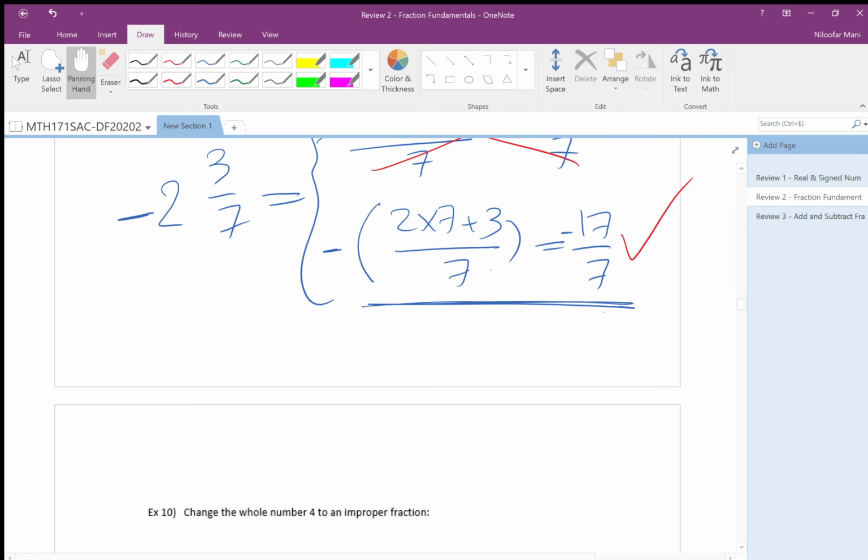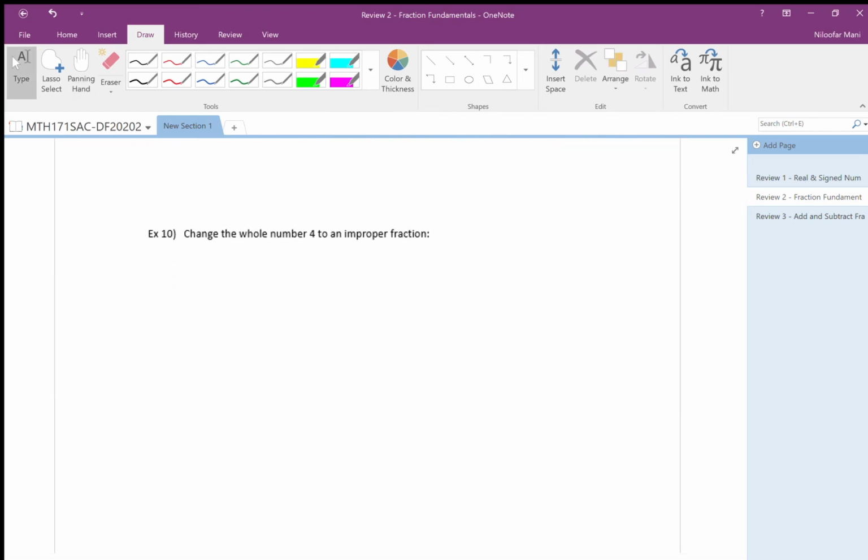So how about that? Change the whole number 4 to an improper fraction. That's a whole number 4 to something improper. Okay, what does improper mean? The top is more than the bottom. Proper means the top is less than the bottom, but here the top is more than the bottom.